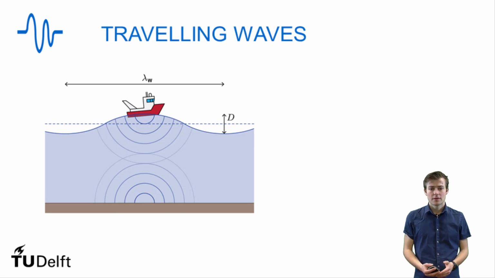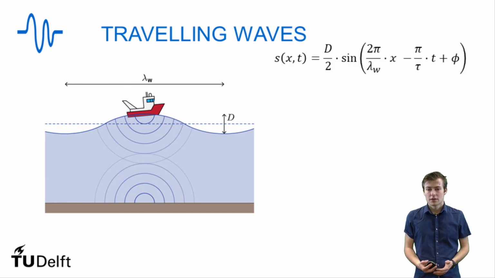So to summarize what we have done, we've looked at a situation where we want to measure the depth of the ocean, and we are on a traveling wave of the ocean itself. These traveling waves can be described by the equation s of x comma t is capital D over 2 times the sine of 2 pi over lambda times x minus pi over tau times t plus v.